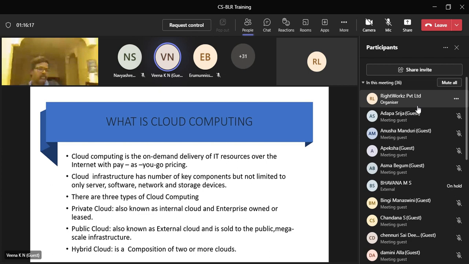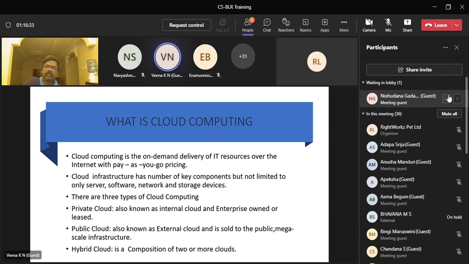They are private, public and hybrid. Private is also known as internal cloud and is enterprise owned or leased. Public is also known as external cloud and is sold to the public as scaled infrastructure. And hybrid cloud is a composition of two or more clouds.